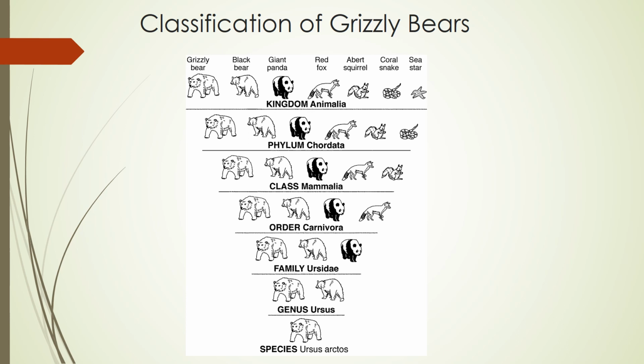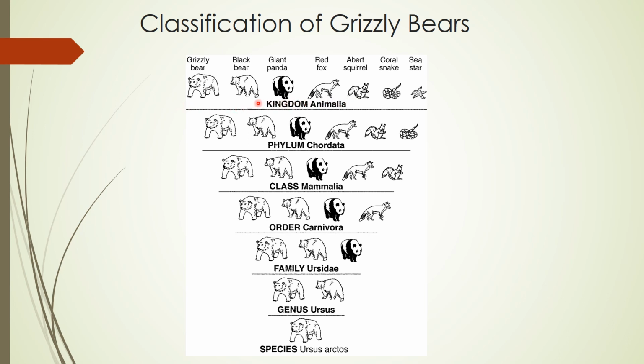So I'm going to show you an example of how we can use the Linnaean classification system with a specific animal. And in this case, I'm going to do it with the grizzly bear. So we start off with the kingdom that the grizzly bear belongs to, which is the animal or Animalia kingdom. And all of the animals on Earth belong to this kingdom. So it's a huge, wide range of animals. We've got sea stars, snakes, squirrels, foxes, pandas, black bears, and grizzly bears. So all of the animals you can think of. Also, jellyfish, birds, lizards, insects, they all belong to this huge group of living things called the animal kingdom.